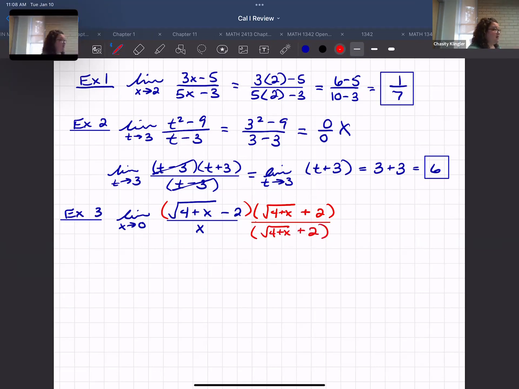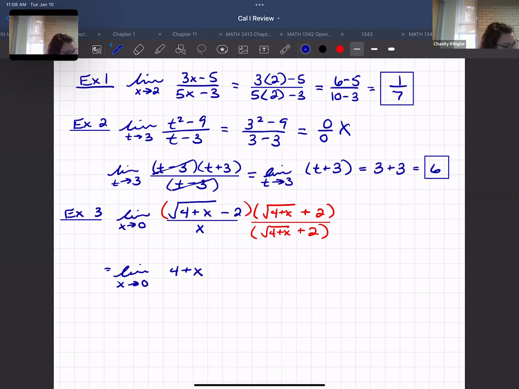Do y'all remember this? Now, it kind of looks horrible algebraically, but it pans out neatly. So when you FOIL that top, I'm going to have the square root of 4 plus x times itself, which will get rid of the radical.